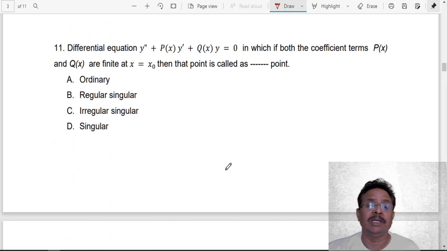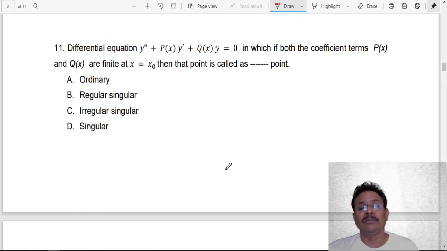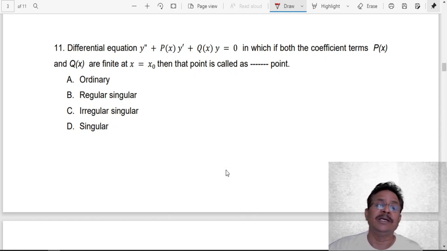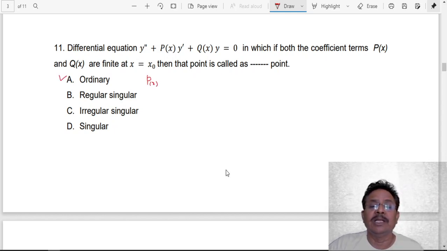Now question number 11. It is again theoretical. The differential equation y double dash plus p of x into y dash plus q of x into y is equal to 0, in which if both the coefficient terms p of x and q of x are finite at x equal to some x0, then the point is called, this is a very simple definition, an ordinary point. So when this p of x, in the limit x tends to x0, as well as q of x, becomes finite.